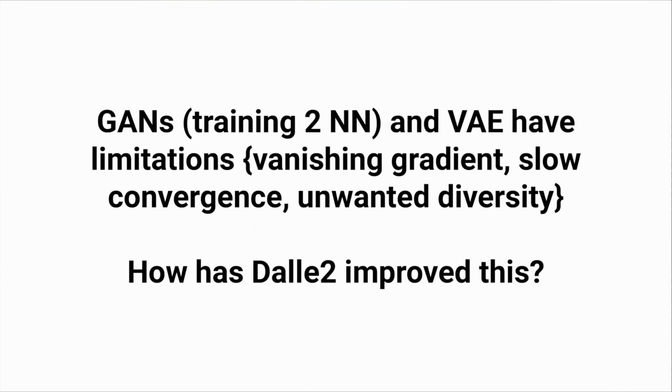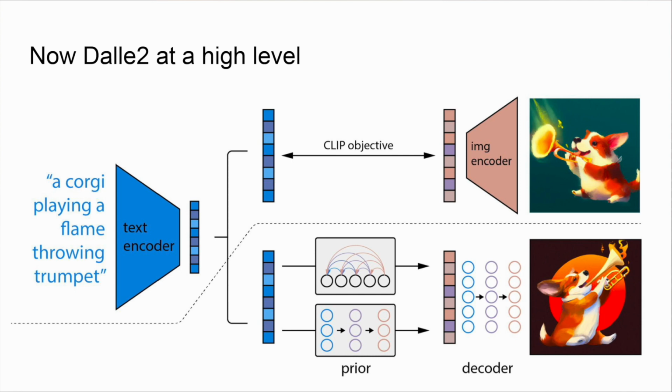So GAN had two neural networks, which was very unique in its time. VAE has more of an encoder-decoder architecture, and I talked about the problems. Now, the OpenAI Dall-E team came out with a very different, interesting style to look at this, especially Dall-E-2. Dall-E-2 looks at this whole problem in a very interesting way. It uses a diffusion architecture.